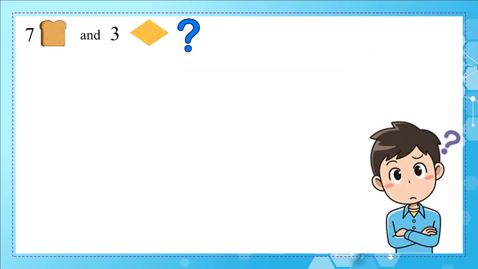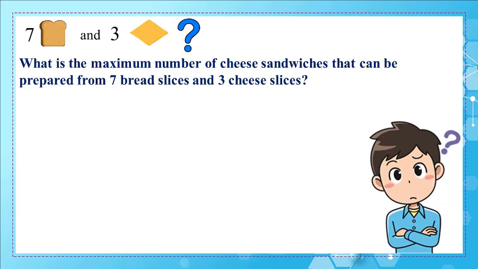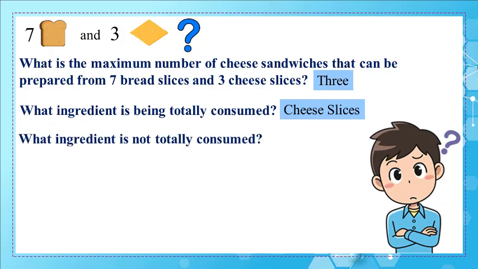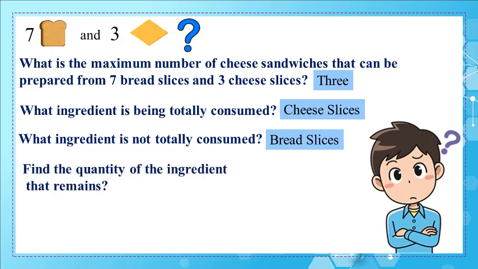What is the maximum number of cheese sandwiches that can be prepared from 7 bread slices and 3 cheese slices? 3 cheese sandwiches. What ingredient is being totally consumed? The cheese slices. What ingredient is not totally consumed? The bread slices. Find the quantity of the ingredient that remains. 1 bread slice remains.